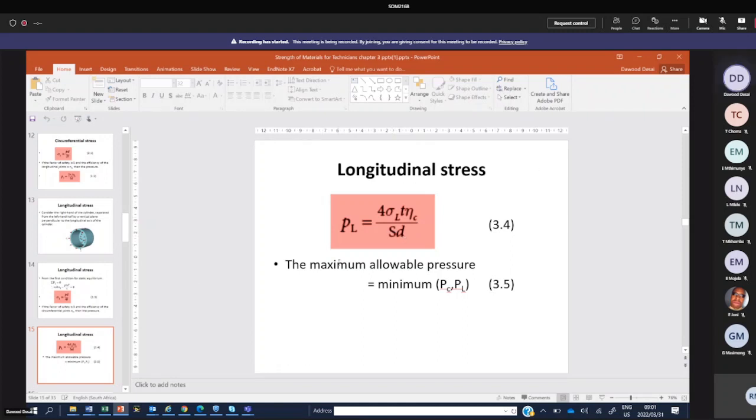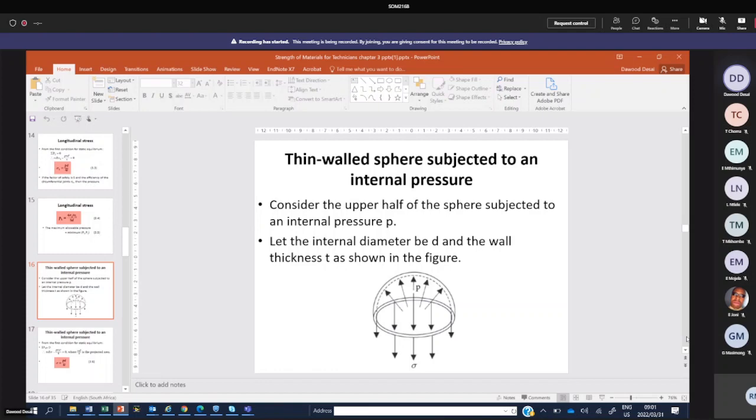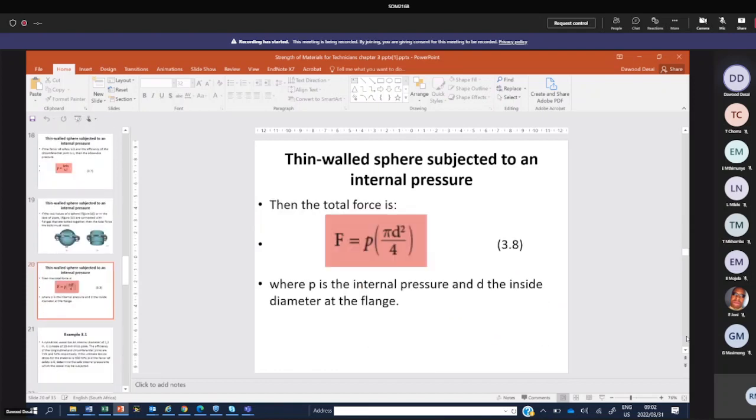If the question asks what's the maximum allowable pressure, you always take the smaller value for safety. Remember, you're going to have two pressures, PC and PL. If the question says what is the maximum allowable pressure, you always take the smaller value, because it is for safety. It is from a safety perspective. So keep that in mind. Don't worry about spheres. We're not going to do that.